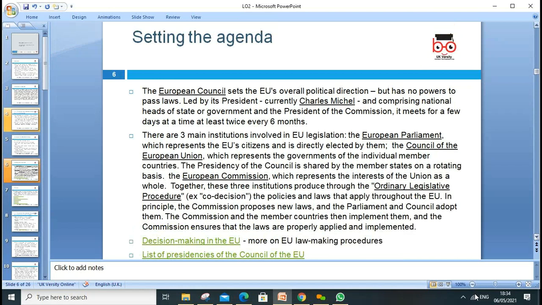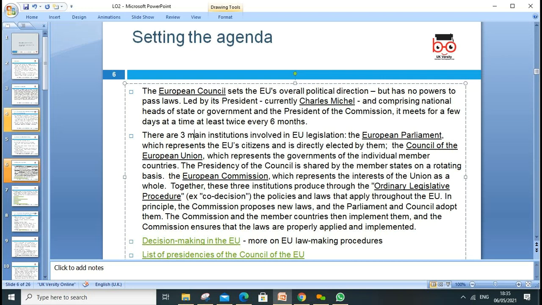The EU as a whole is promoted by the European Commission, whose members are appointed by the national governments, and the governments defend their own country's interests in the Council of the European Union, like we said earlier. Next we have setting the agenda. The European Council sets the EU's overall political direction, but has no power to pass laws. It is led by Charles Michel, the president, and comprises the national heads of state or government and the president of the Commission. It meets a few days at a time, at least twice every 6 months.